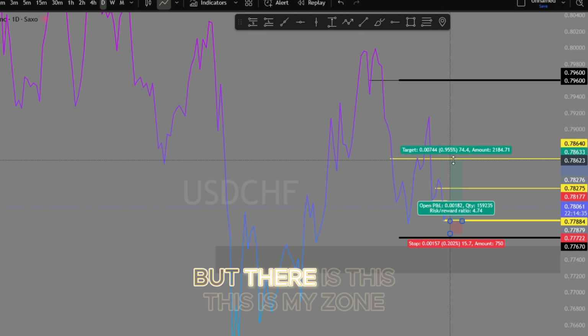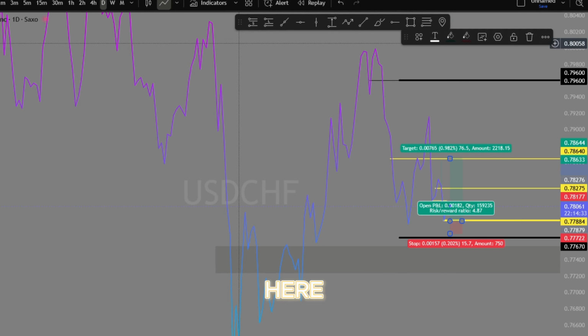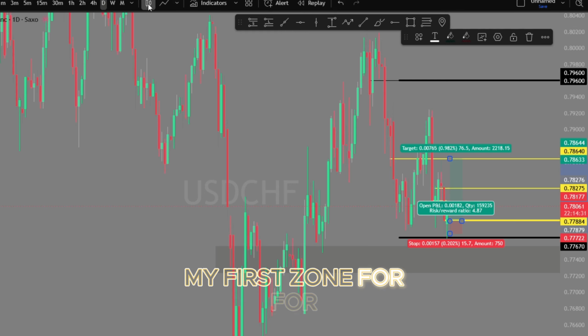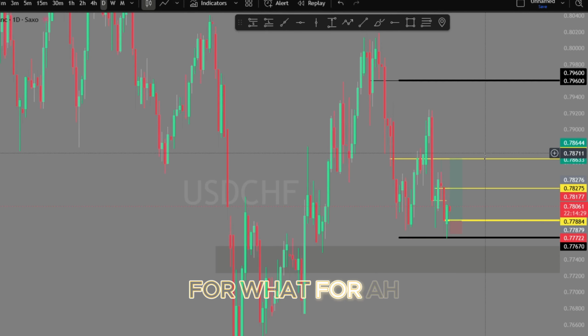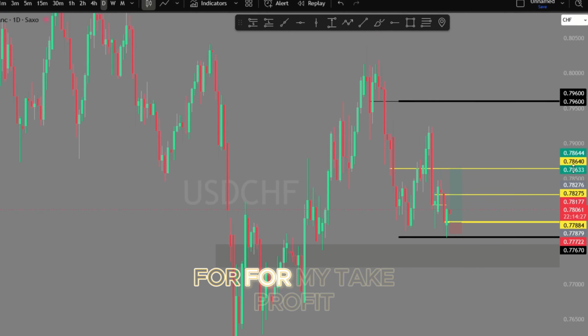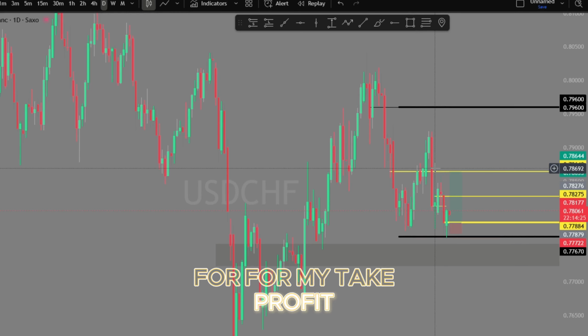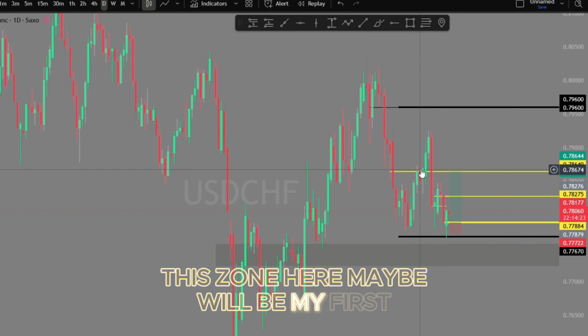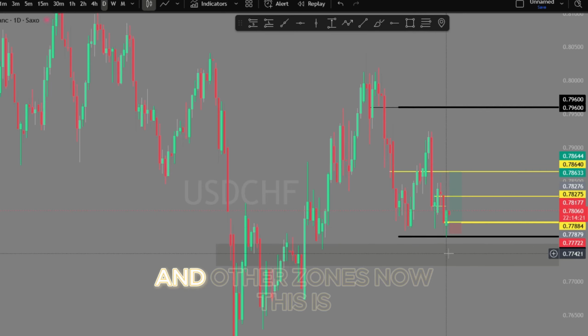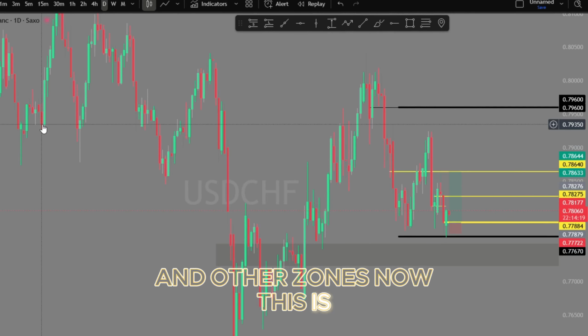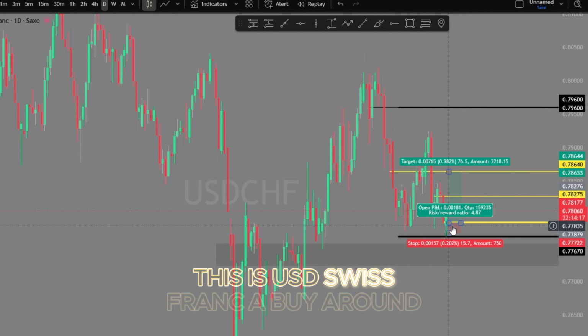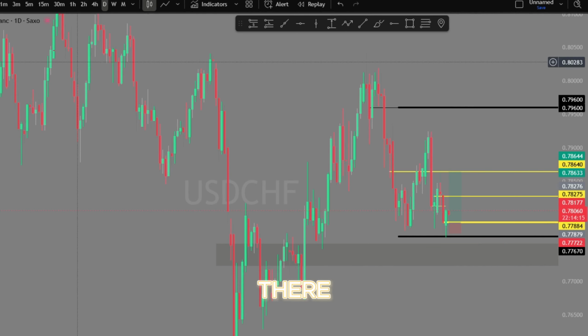This is my zone here, my first zone for my take profit. This zone here will be my first zone, and other zones. Now this is USD Swiss franc, a buy around there.